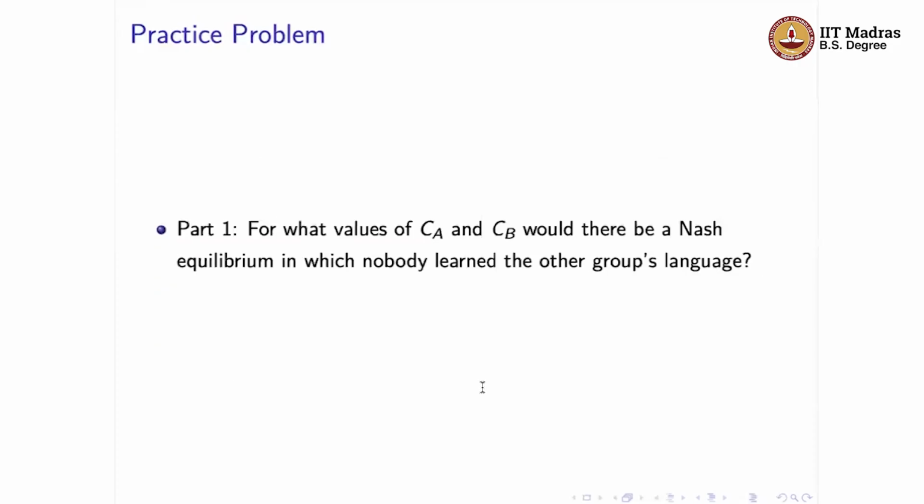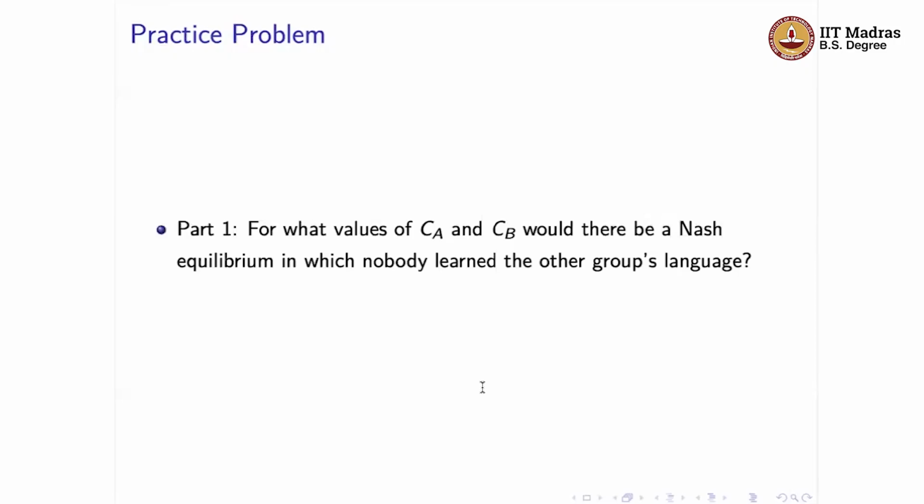Okay, so let's get back to this problem. We are interested in finding out what would be a Nash equilibrium in which nobody learned each other's languages. So if you recall the definition of Nash equilibrium, what this means is that we are going to first look at the payoff where nobody is learning each other's language. And then we are going to see whether any unilateral deviation from the strategy of not knowing the language is going to lead to a higher payoff. If that does not lead to a higher payoff, then this is a Nash equilibrium, right?